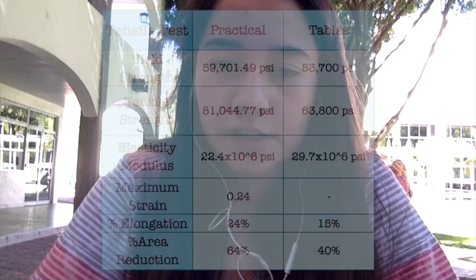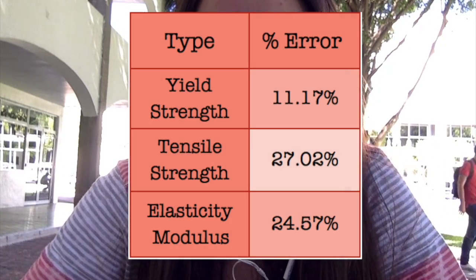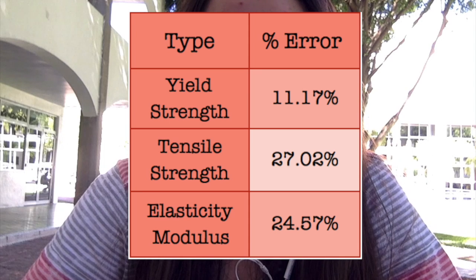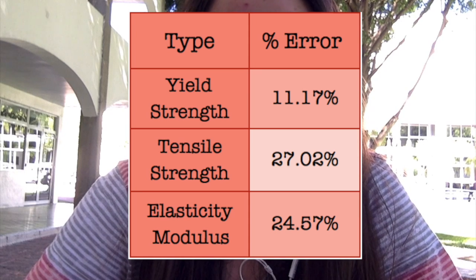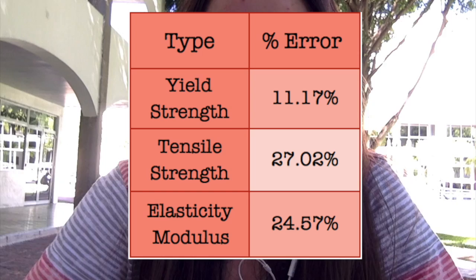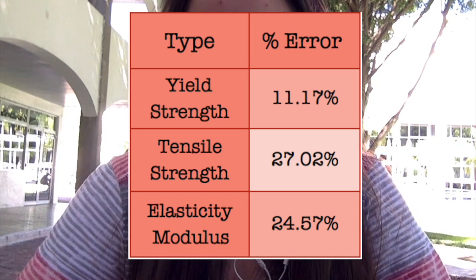Then I compared these values with the ones in tables and calculated the percentage of error. For the yield strength I got 11.17%, for the tensile strength 27.2%, and for the elasticity modulus 24.57%.